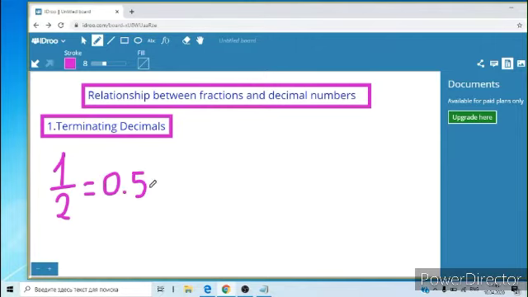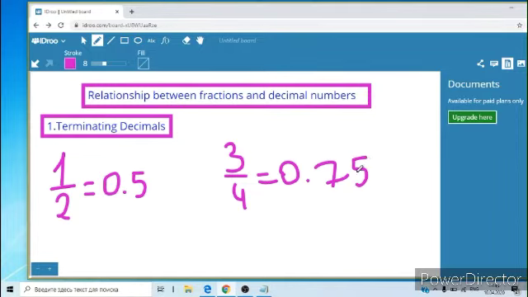If our decimal number is finite, or if our decimal number stops, then we can say these decimals are terminating decimals. For example, let us write another fraction, 3 over 4, which gives us 0.75. So it has a finite number of decimal places. So these fractions are terminating decimals.